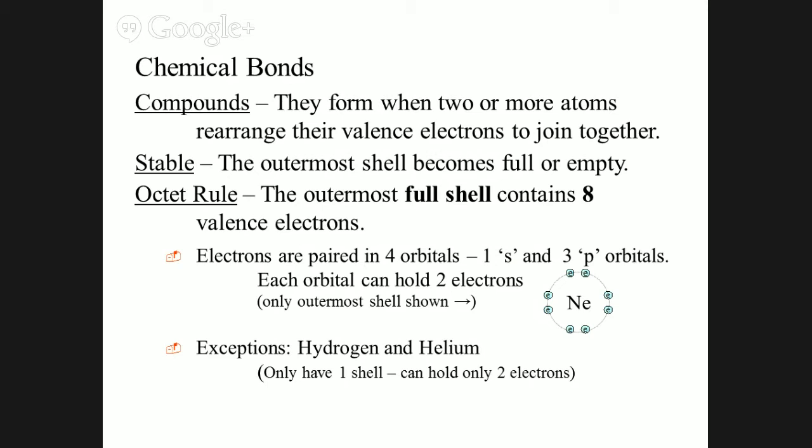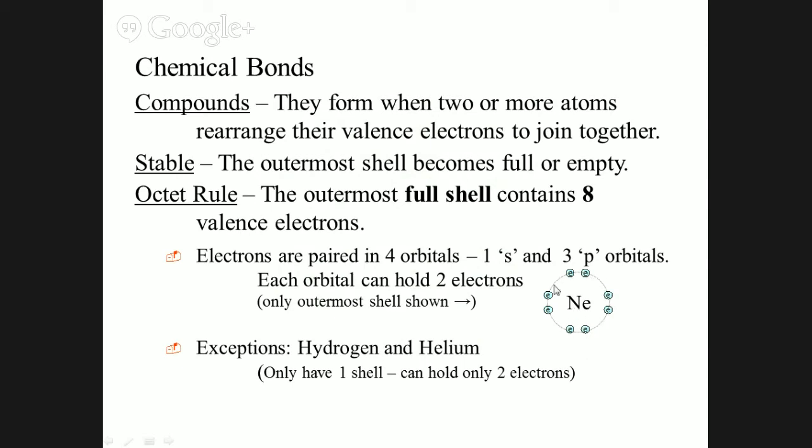And then something that we're going to be doing a lot is paying attention to the octet rule. And the octet rule is the outermost full shell contains 8 valence electrons. Those 8 valence electrons are basically separated into 4 pairs. One of those pairs is the s orbital, and the other 3 pairs represent the p orbitals. And so we've got a picture of neon, a noble gas, its second shell completely full, and we have represented those 4 orbitals by one of them being an S and then the other 3 Ps. Each one has a pair, maximum of 2 electrons in it.